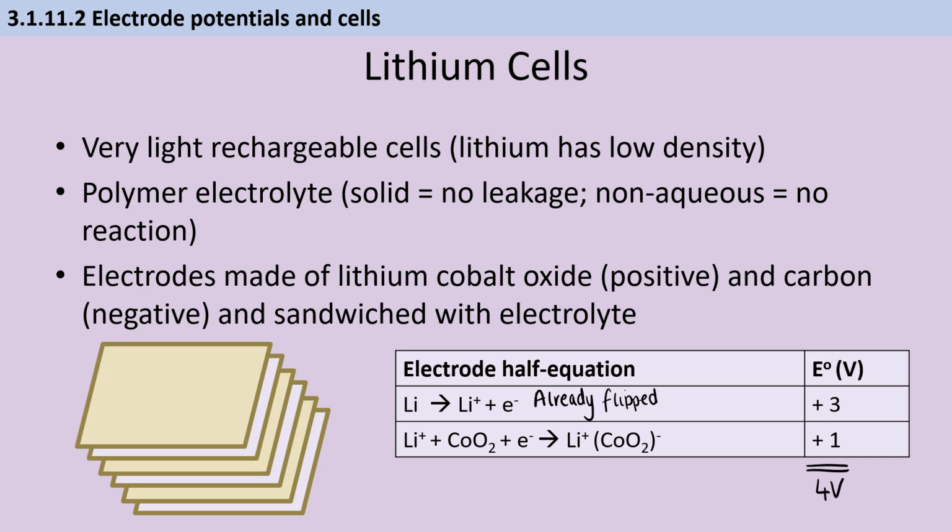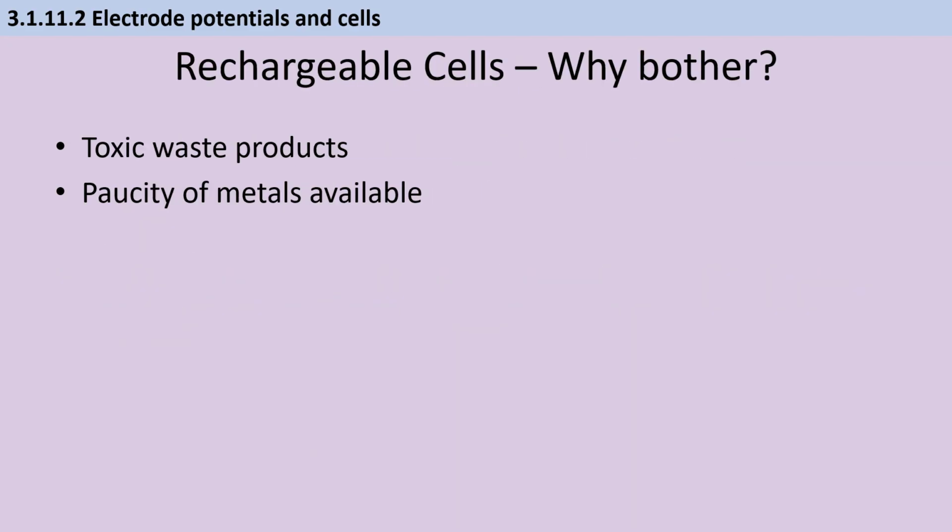Remember, if you're asked to give equations for recharging, you'll need to flip the half equations. You could also be asked to identify which species has undergone oxidation or reduction. The advantages of rechargeable cells are twofold. Disposing of cells is hard because they often contain toxic chemicals. Additionally, those electrolytes also contain metals that are in short supply, so by recharging and reusing the same cells, we minimise the need for mining more of these.